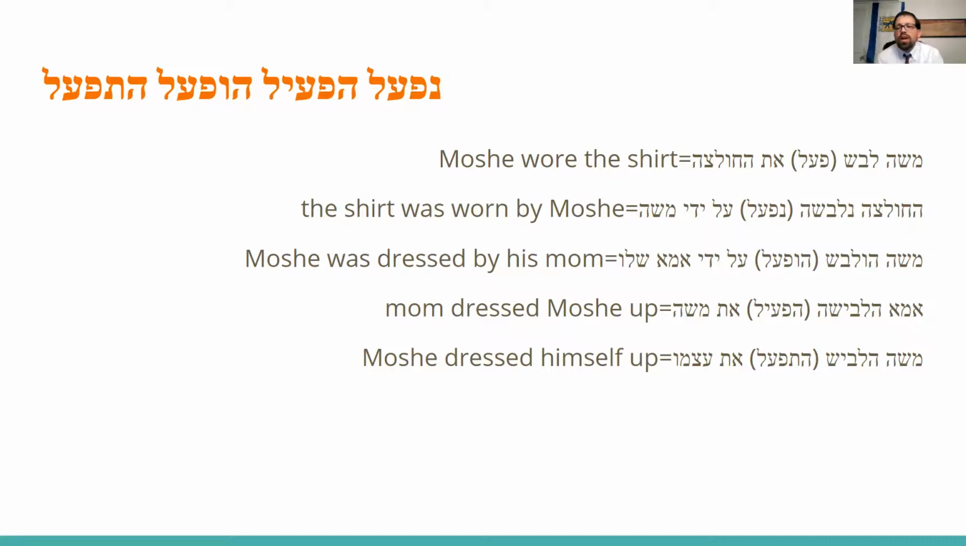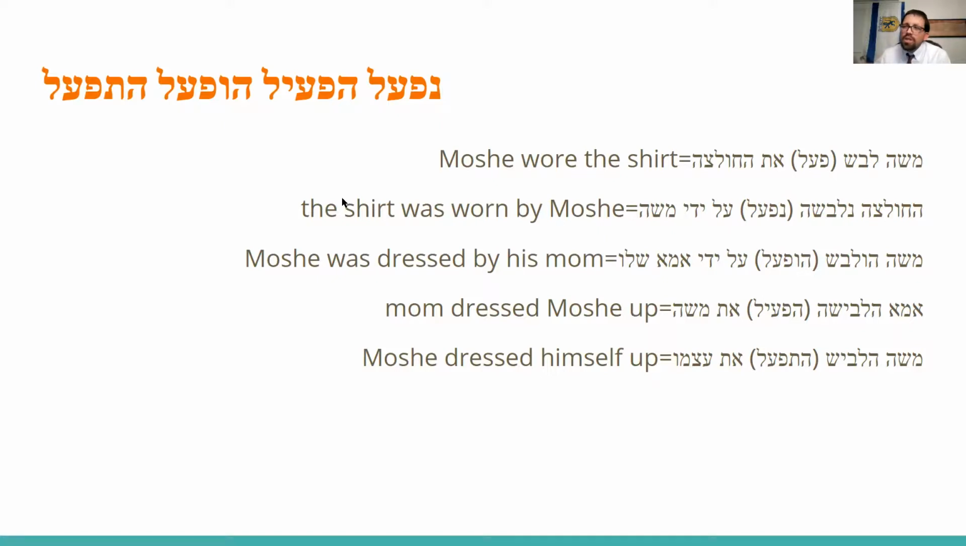That is hitpael. So again, you have Moshe lavash tachutza, paal, and then you have the shirt was worn by Moshe, nifal. You're talking about what happened to the shirt. Then you have only Moshe. What was done to Moshe? What was he going through? Moshe was dressed by his mom. Hufal. Moshe hu bash al yedei ima shelo. But what did mom do? Ima helbisha et Moshe. Hefil. She dressed him up. And what if Moshe dressed himself up? That is hitpael.